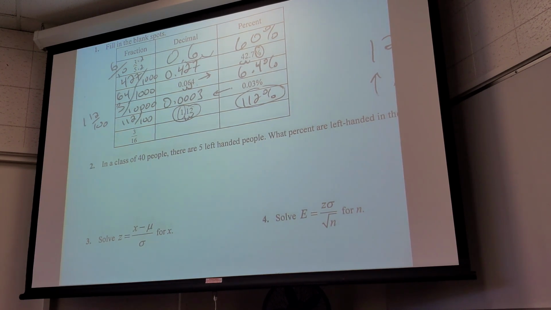So, is everybody sorted with me so far? This is not the only way to do this. I'm just giving you the way I would do this. 3/4 is 75%, so 3/8 is 37.5. So 3/16 is half of that. All right, 0.1875.